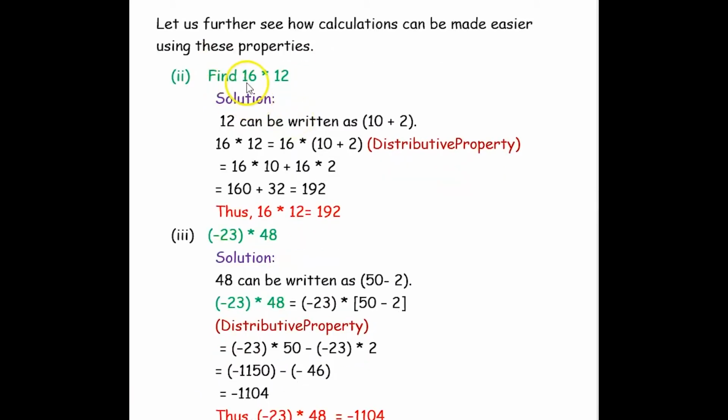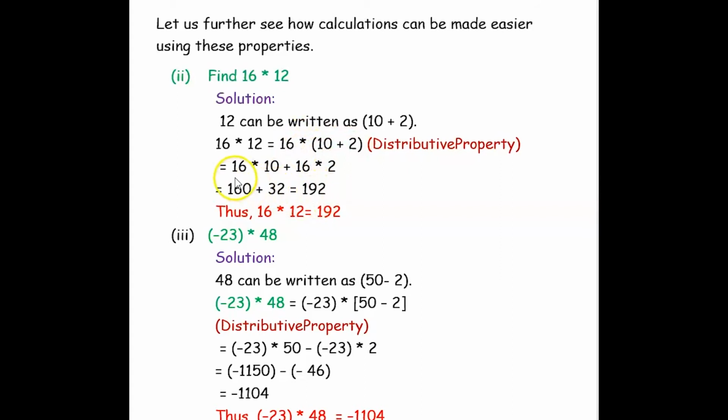So the first question is find 16 into 12. Here we have only two numbers, 16 and 12, and we have to think how we can associate or distribute, or use commutative property to make this multiplication simpler. So first we take 12. This 12 can be written as 10 plus 2. So 16 into 12 can be written as 16 into 10 plus 2. I have distributed. We know the distributive property, A into B plus C equals A into B plus A into C. So using that property, I can write 16 into 10 plus 16 into 2.